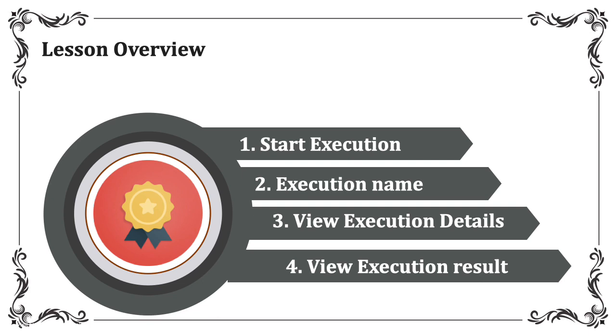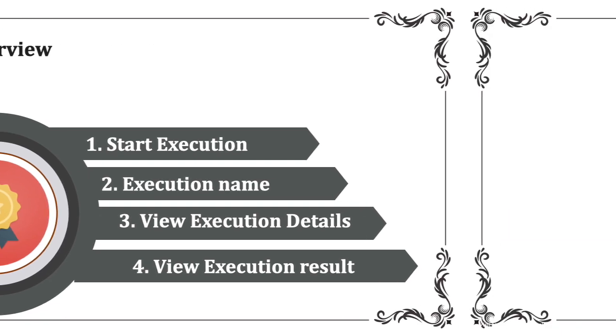In this lesson we will learn in 4 sections. The first section is how to start an execution, then we will give an execution name and we will view the execution details, and finally we will view the result of an execution. Before starting, let's understand what an execution is and check the state machines that we already created.